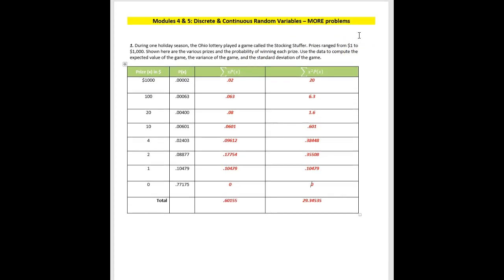During one holiday season, the Ohio Lottery played a game called the Stocking Stuffer. Prizes ranged from $1 to $1,000. Shown here are various prizes and the probability of winning each prize. Use the data to compute the expected value of the game, the variance of the game, and the standard deviation of the game.